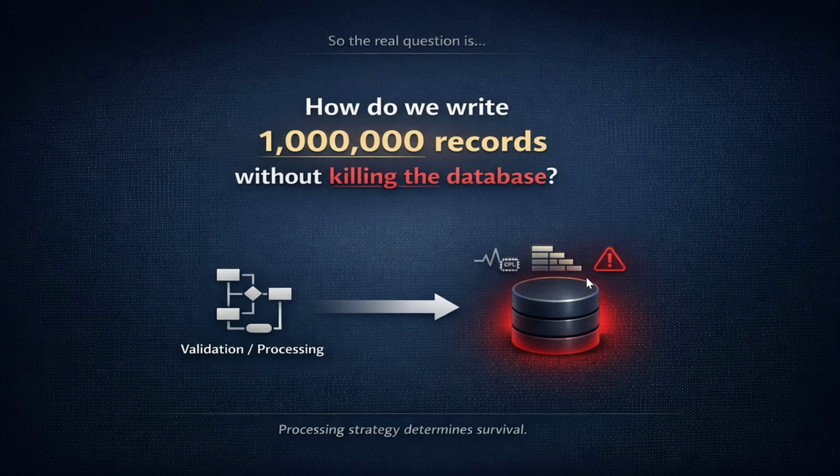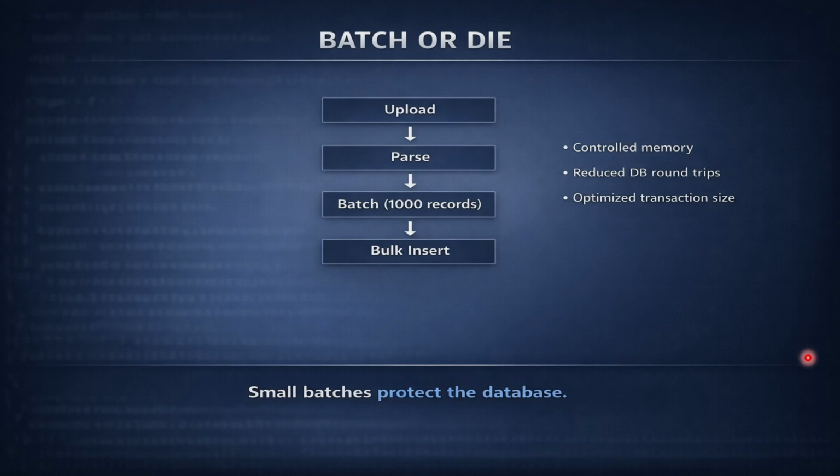So the way we handle it is through batching. So let's talk about batching here. Whenever we upload a file, we need to parse it and then batch it. Let's say we want to update 1 million records. Instead of doing that at once, we will insert in different batches. Each batch, let's say, will consist of 1,000 records. And then we will use bulk insert.